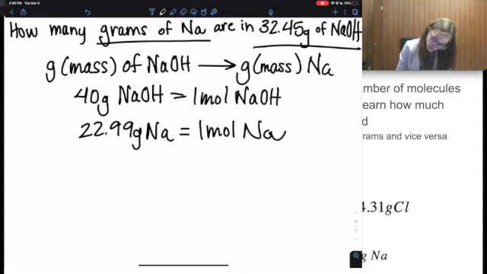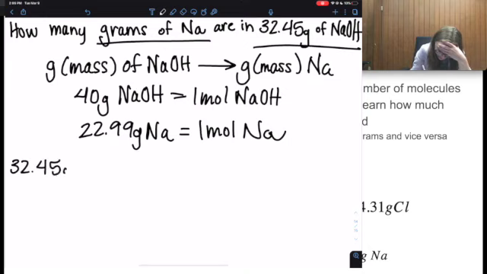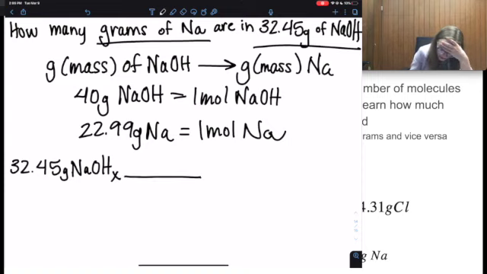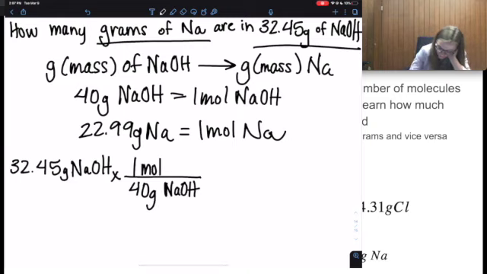Okay, so let's set this problem up and see if we can't get where we're going. I have 32.45 grams of NaOH. I want to convert that into moles so that I can compare it to the moles of sodium I would have, and use that information to get to the grams. So I'm first going to convert to moles. If I have grams of sodium hydroxide on the top, I'm going to put grams of sodium hydroxide on the bottom so that I can cancel that unit out. So I would have 40 grams of NaOH for every 1 mole of NaOH.